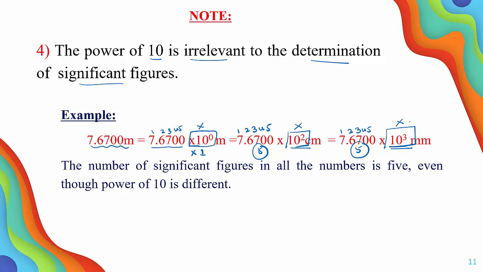So the power of 10 is irrelevant, meaning it is not connected to the determination of significant figures. The number of significant figures in all the numbers is 5, even though the power of 10 is different. Whatever the power of 10 may be, it is not considered in the determination of significant figures.